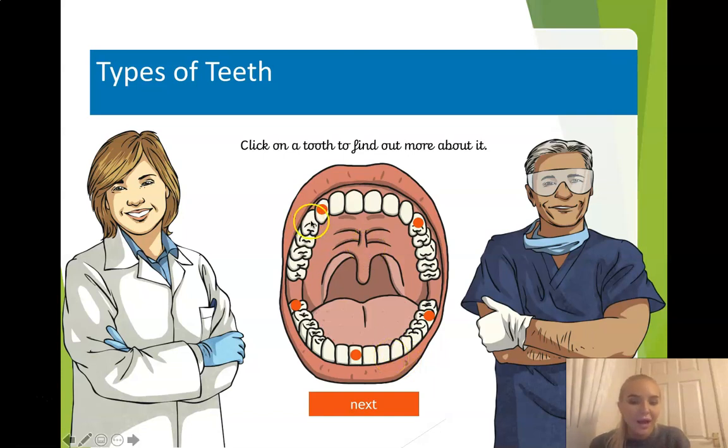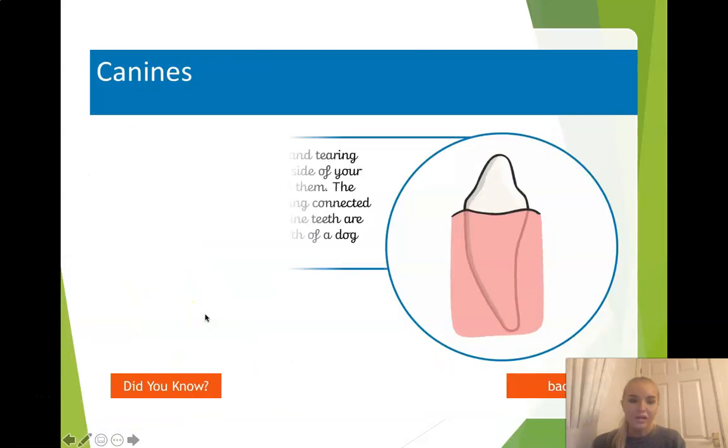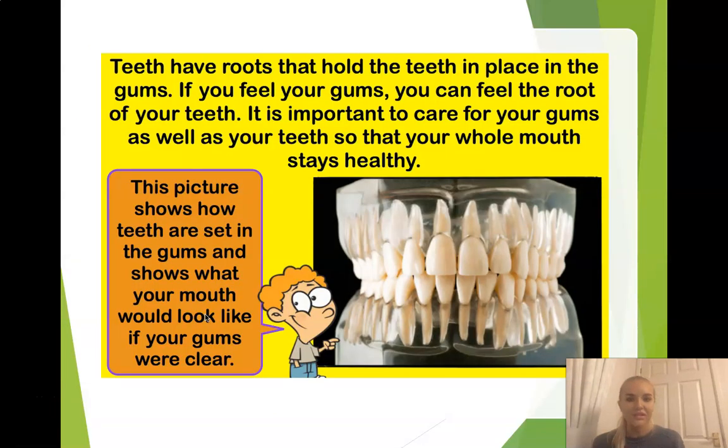Do you remember how many of these teeth we have and what they're called? Fantastic. We have got 8 premolar teeth. And finally, how many of these teeth do we have and what are they called? Molars, and we have 12 of them. Well done. So, just having a look towards the end of the session, today we spoke about the fact that teeth have roots that hold your teeth in place. Now, if you feel your gums, you can actually feel the root of your teeth.